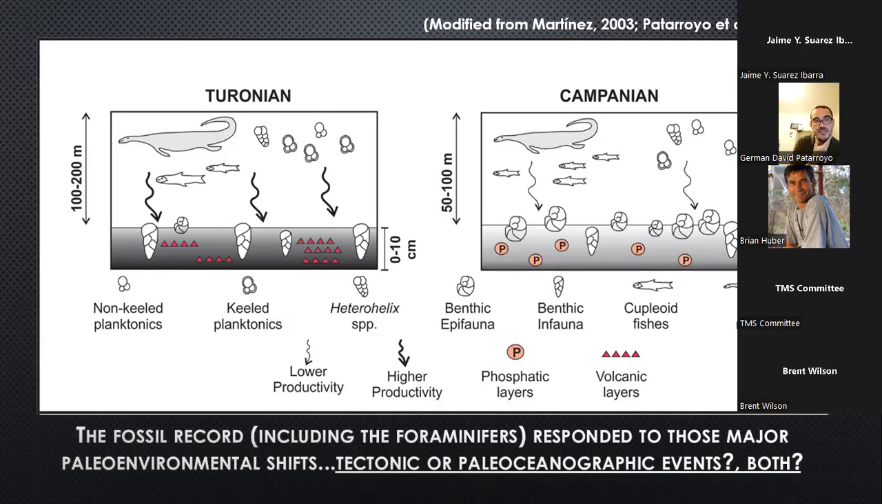And one of the aspects that we had to work a little bit more on is how many of these changes are exclusively related with the tectonic activity from the Andean orogeny, and how many are related with major paleoceanographic events that are already reported in other locations. In some cases, we had these two processes interacting at the same time. So this is the kind of question that we need to explore, not only with foraminifera, but with any process we have.